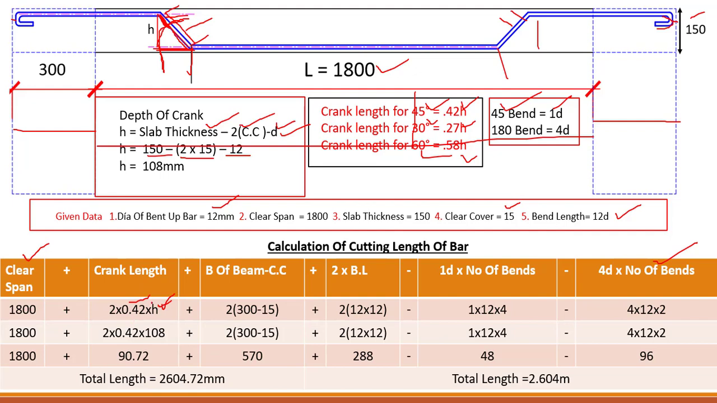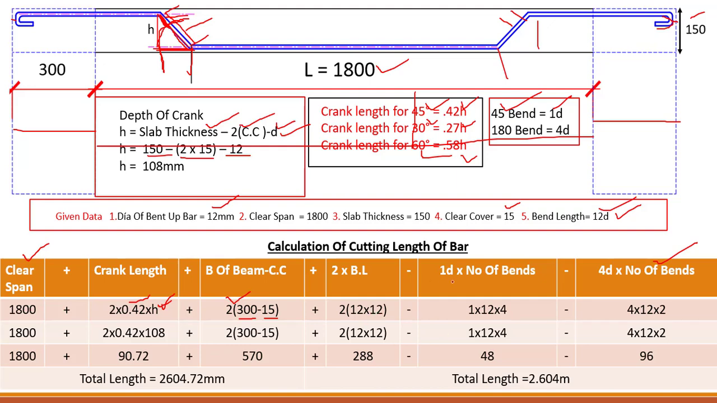Hope you understand what is crank and how we can find it out. Now breadth of beam minus concrete cover. So we have 2 beams, and the dimension is 300 minus concrete cover, and 2 into bend length, this hook length basically. So it is 12D. You can see over here in the given data, 12D. 12 into D, where D is 12 mm.